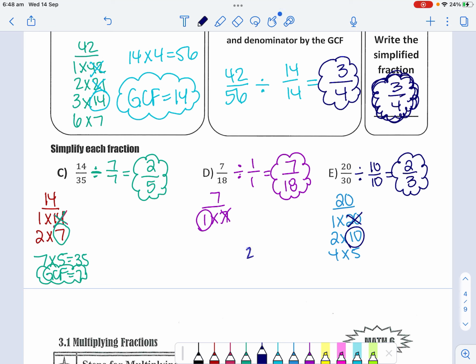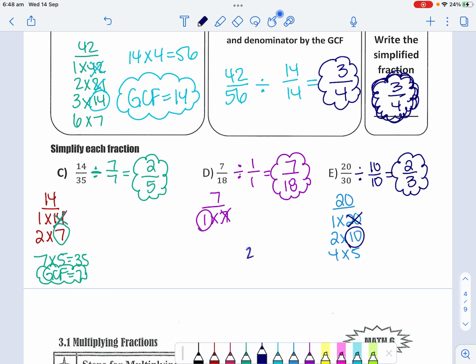There are ways to simplify fractions without using the greatest common factor. You can just use a common factor. It just might take you multiple steps. In this situation, we're focusing on greatest common factor because we want that to happen in one step versus several steps. Okay, the faster we can get somewhere, the less likely we are to make a mistake.